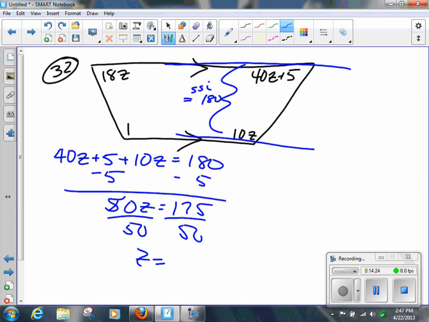175 divided by 50 is 3.5. And then 18 times 3.5 is something. 63. And then I'm going to take 180, take away 63. Is it 117? 117 degrees.